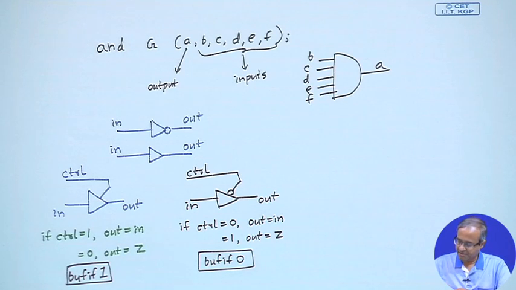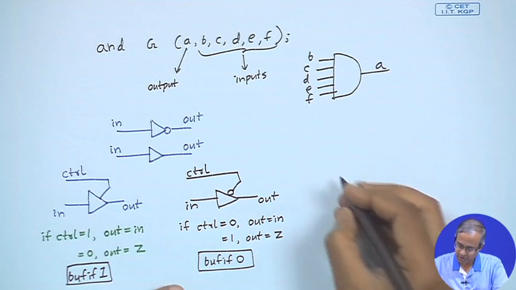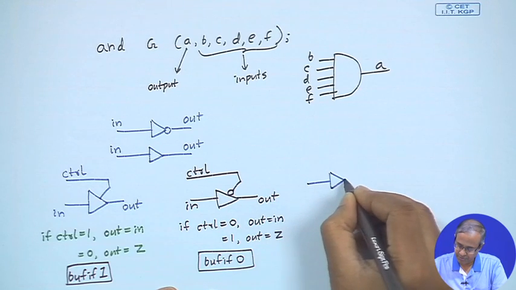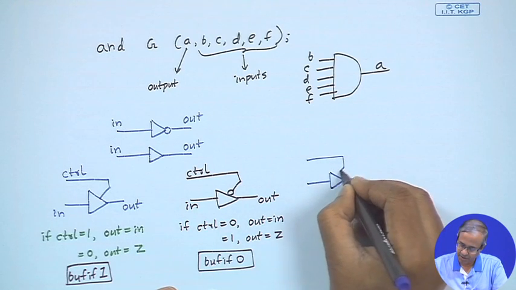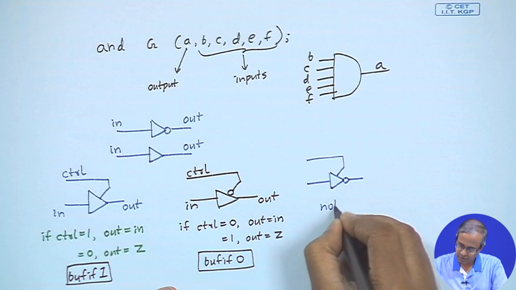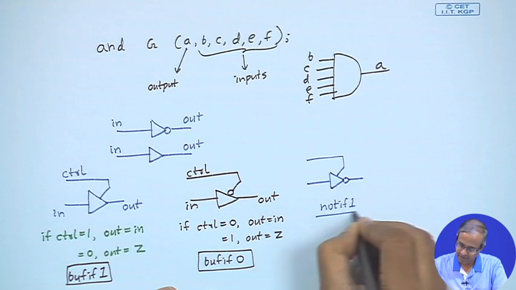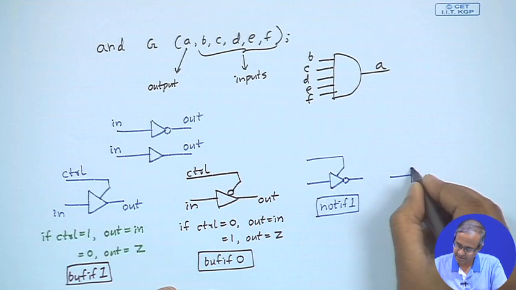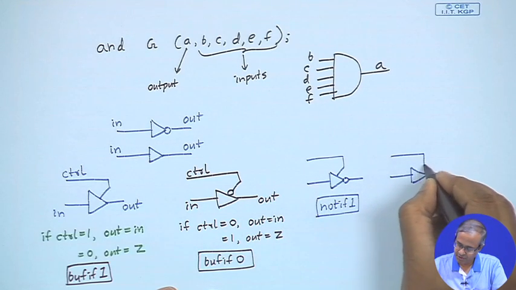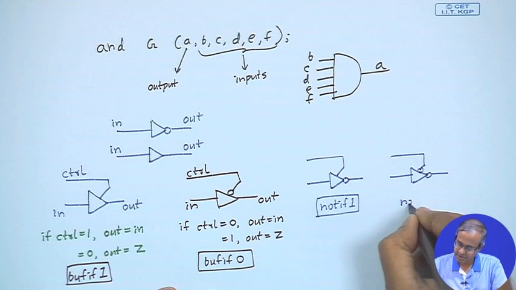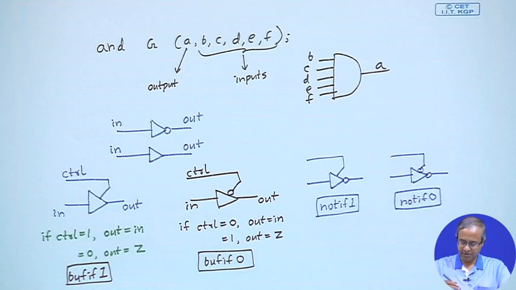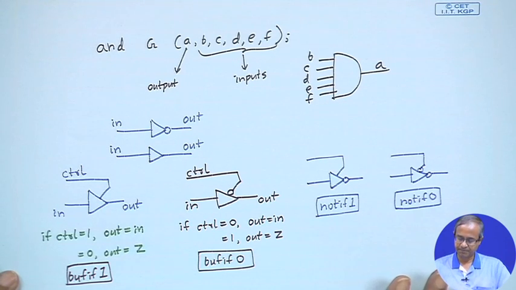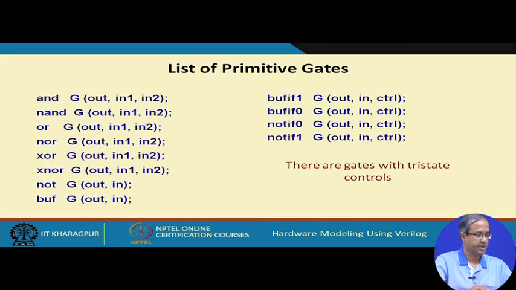Similarly, there are equivalent versions for NOTs. NOTs are very similar; I am just showing the diagram, I am not writing the expression. Instead of the buffer, this will be NOT, so the output will be in bar and there will be a control. This is notif1, and there is another version, NOT with the control inverse. This is notif0. So, this kind of tri-state control gates are also available if you want to use them in a design, right. Okay.